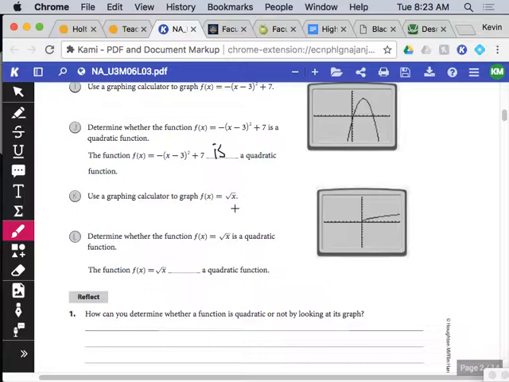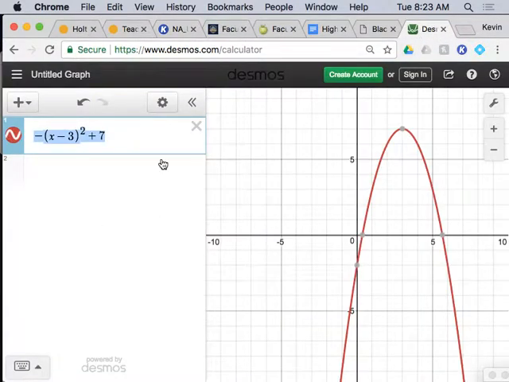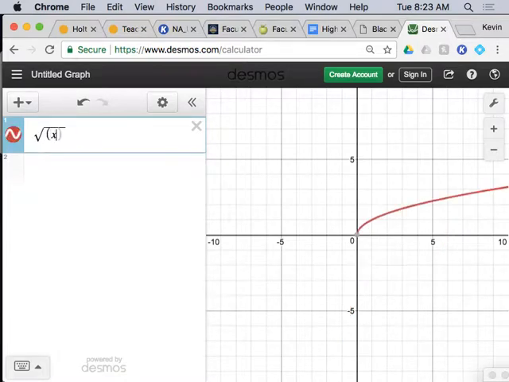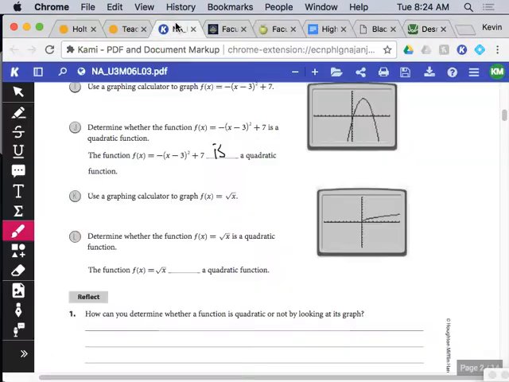Square root of x, does it have an x squared term? No, that's not even a polynomial, honestly. Okay. There you go. Is that a parabola? No. So this is not.